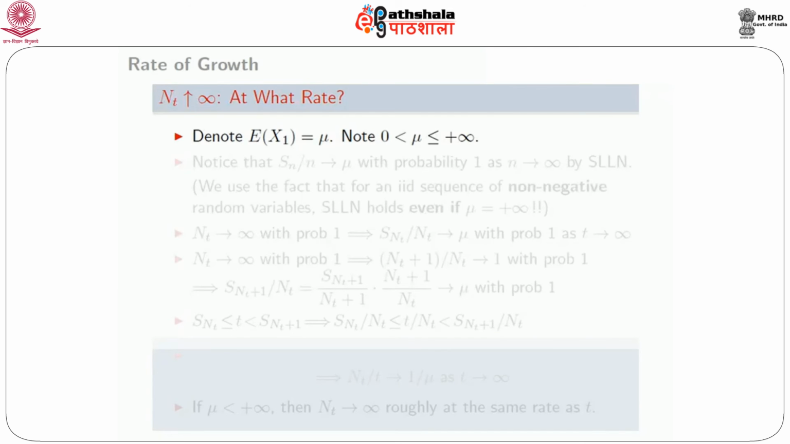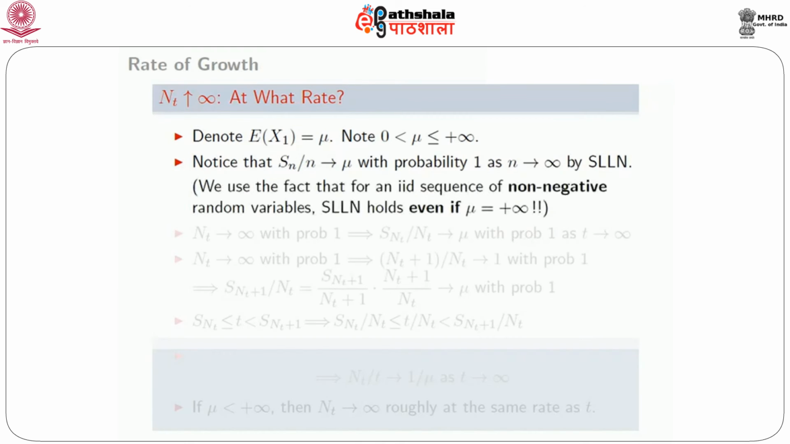Denote the expectation of X1 to be mu. Note that mu has to be strictly positive because X is not degenerate at 0, but mu could be plus infinity. So that's something that you should keep in mind always, that even though we are denoting E of X1 to be mu, I'm not assuming that mu is finite or that X1 has finite expectation. Notice that Sn over n goes to mu with probability 1 as n goes to infinity by the strong law of large numbers.